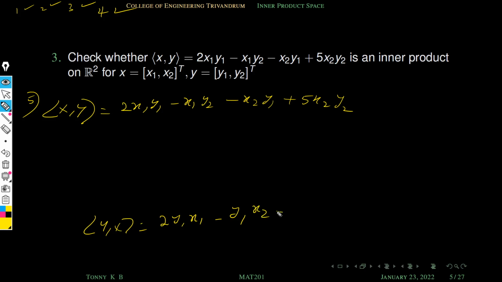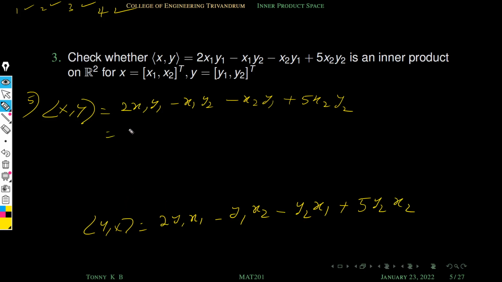Clear? And minus x2. x2 is the second coordinate of the first vector. Here it is y2. y2 and y1. What is y1? It is the first coordinate of the second vector. If the second vector is x, its first coordinate is x1. Clear? Plus 5 x2 y2. That is 5 x2. Instead of x2, it is y2. Instead of y2, it is x2. So this is actually y, x. And what about these two? Are they the same or not? Actually, they are the same. You can easily show that.